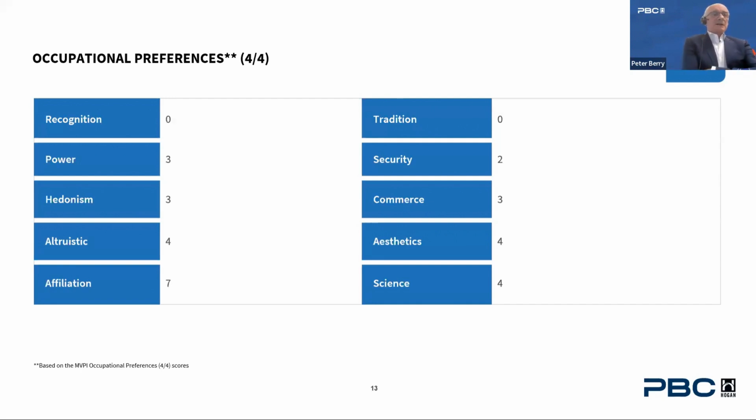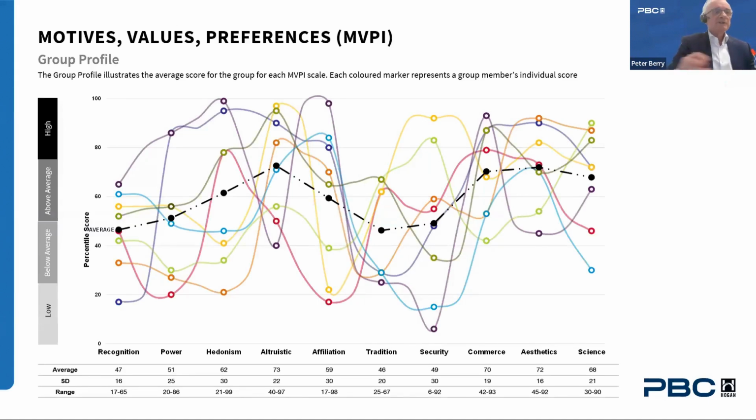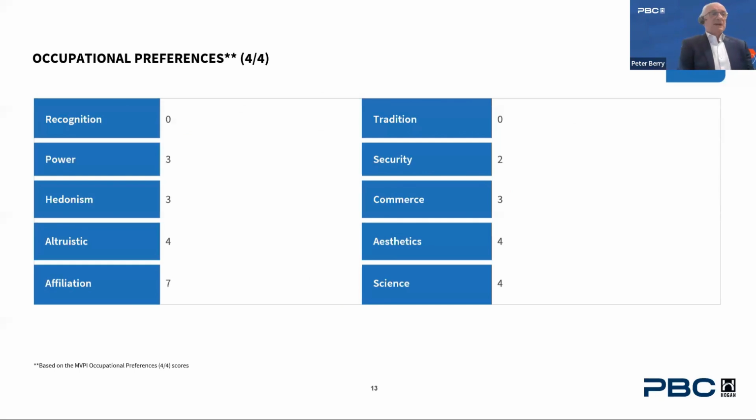And I always get my team to count up the occupational preferences. How many times did the individuals get 4 out of 4? 4 out of 4 in the subscales is maximum. It means you've answered all the items affirmatively. And you can see the big winner here is affiliation. So it's interesting that on the previous page, in the middle of this graph, you can see affiliation averaged 59. So you would sort of pass over it, really. It was not the highest nor the lowest. But when we break down the subscales, it easily came first.